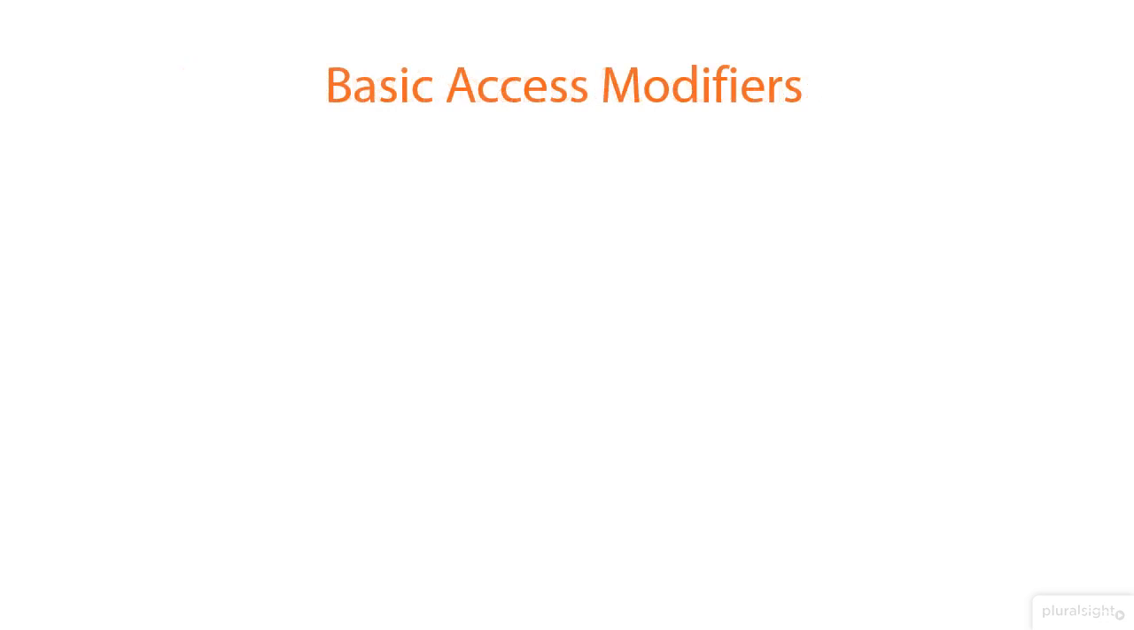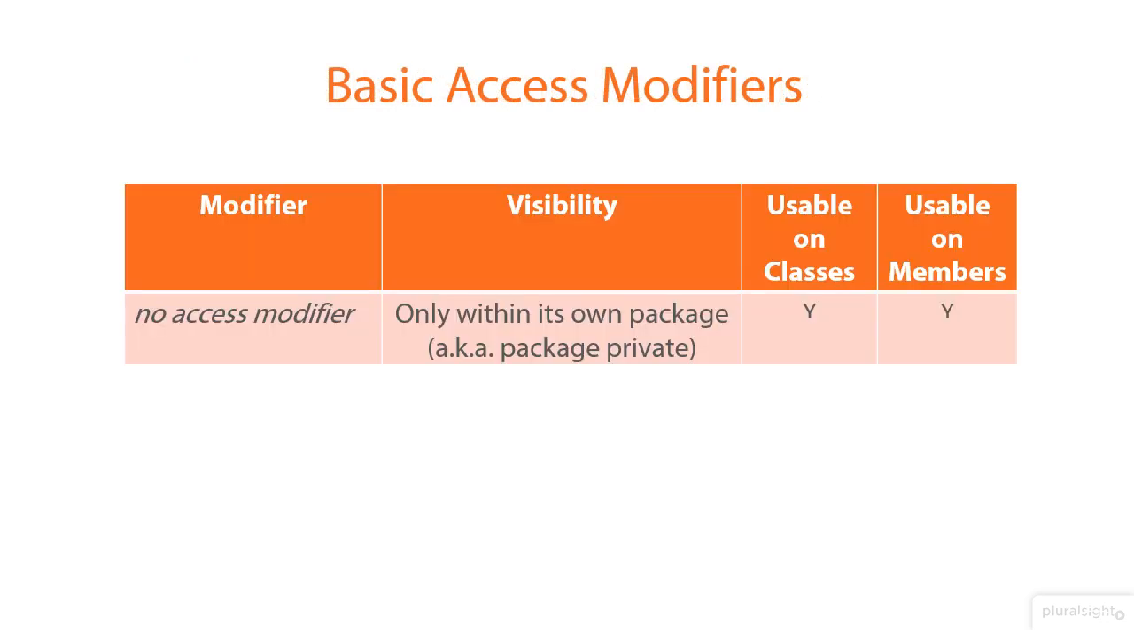Let's look at some of the most basic access modifiers. Now, the most basic access modifier at all is to have no access modifier. And in fact, that's what we've been doing up until now. If a class or a class member does not have an access modifier on it, then it's considered what we call package private, only usable within its own package. We'll talk more about that one later in the course when we spend more time on packages.